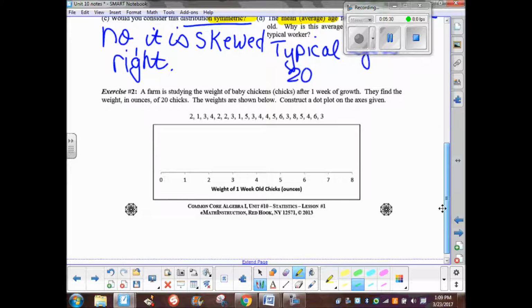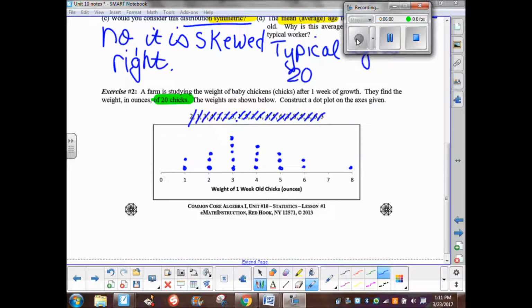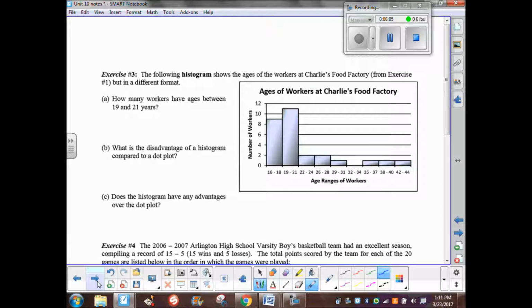So, let's go to the next one. The farm is studying the weight of baby chicks after 1 week of growth. They find the weight in ounces of 20 chicks. The weights are shown below. Construct a dot plot on the given axis. So I'm going to pause the video and we'll go ahead and construct that dot plot. Okay, I'll turn it back on once. Okay, so your dot plot should look like that. And let's go ahead to exercise 3.